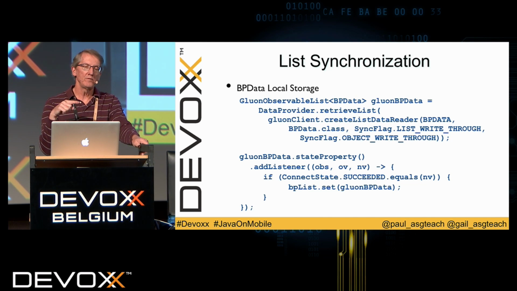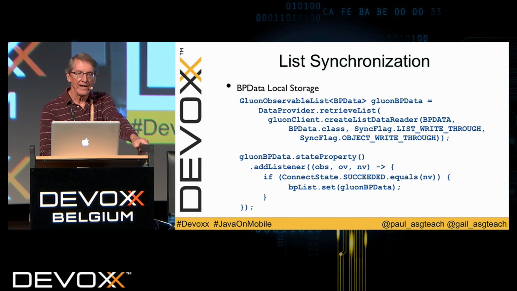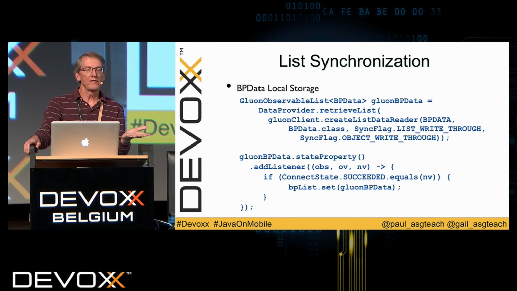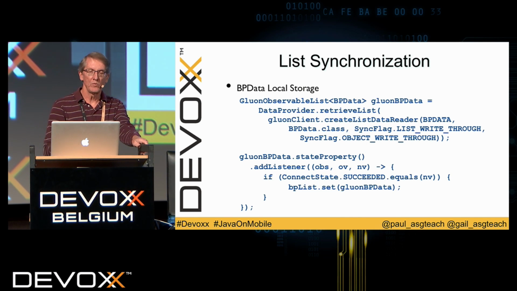And remember that read-through means that when the data changes remotely, the local copy will update. Now here, in this code example, we're specifying the flags list write-through and object write-through. And this means that when the Gluon observable list changes or an individual item inside of the list changes, then the remote data will automatically update.